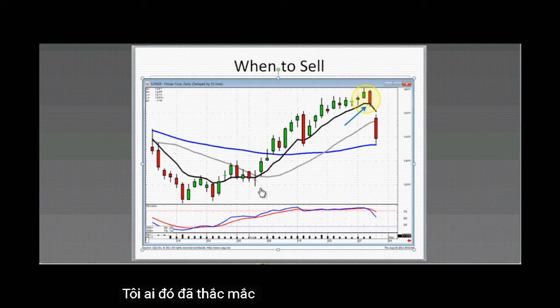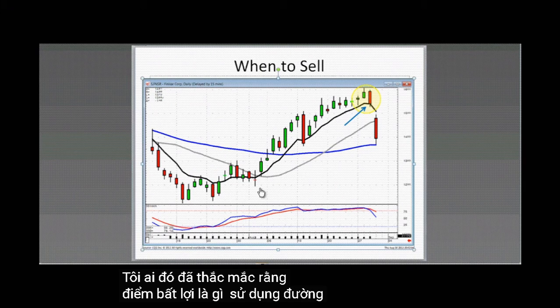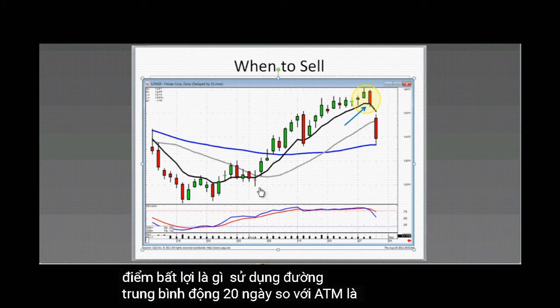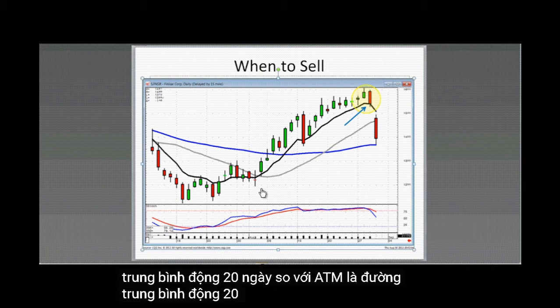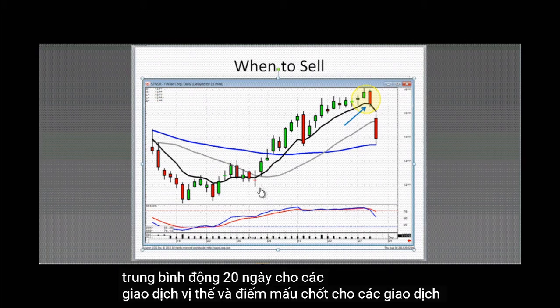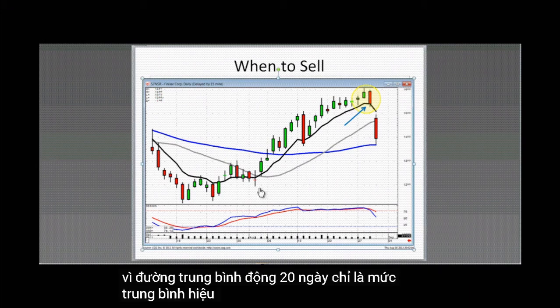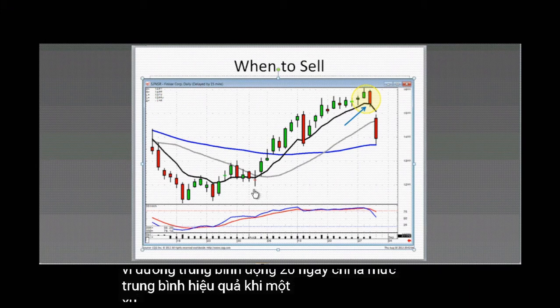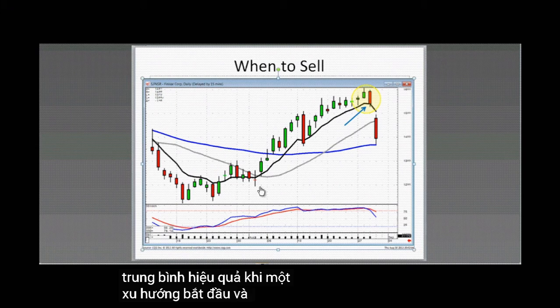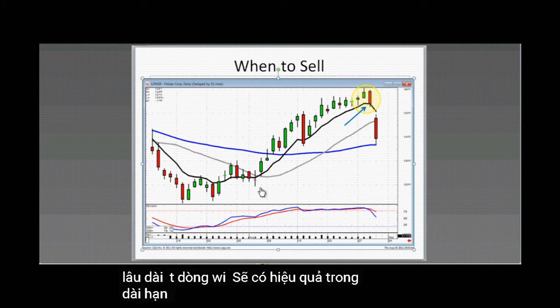Somebody had a question. What was the disadvantage of using the 20-day moving average versus the EMA? The 20-day moving average is for position trades and the T-line is for swing trades, because the 20-day moving average is only an effective moving average once a trend gets started and stays extensively long. The T-line will be effective on long-term and short-term day trades.